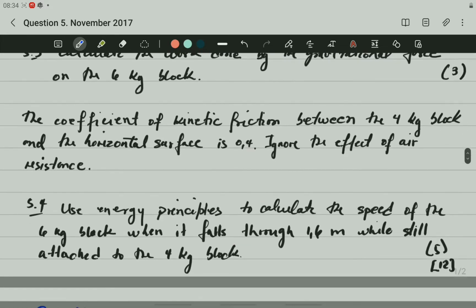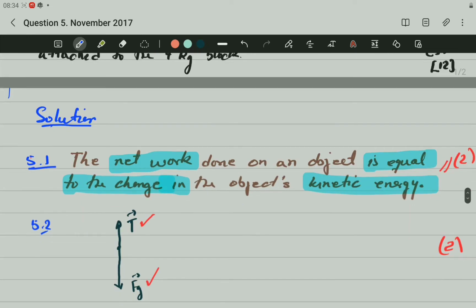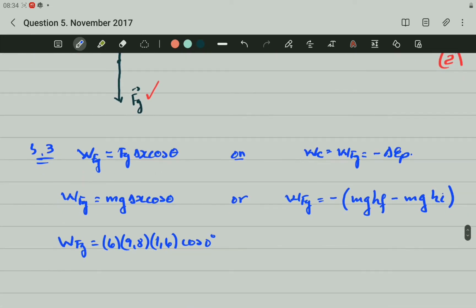So the angle between the gravitational force and the displacement is going to be 0. Okay, so the work done by the gravitational force using this method will be 94.08 joules. That is the answer for the question using this method.